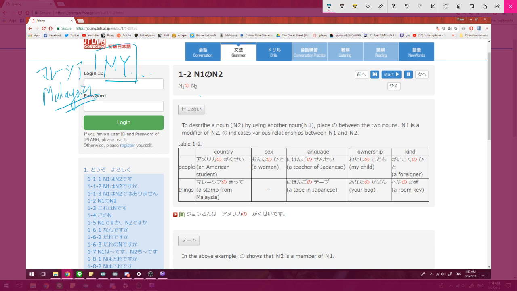So, N1 no N2. Basically, when you have the no particle, which is this little guy here, this is what we call a possessive particle. So to describe the second noun here, we use another noun. We place no between both nouns. And basically, what the first noun here becomes is a modifier. This is what you call a modifier.